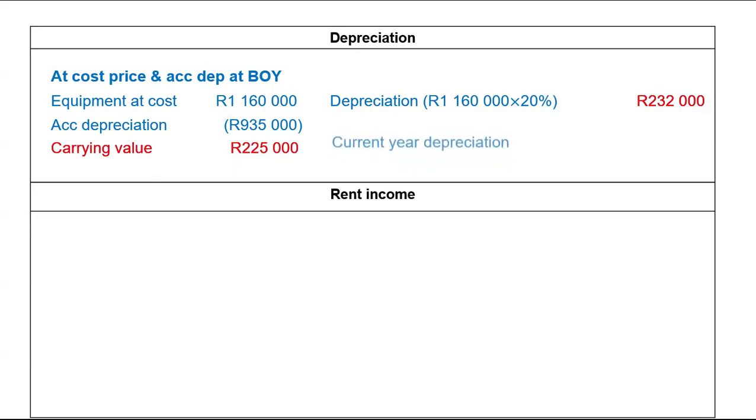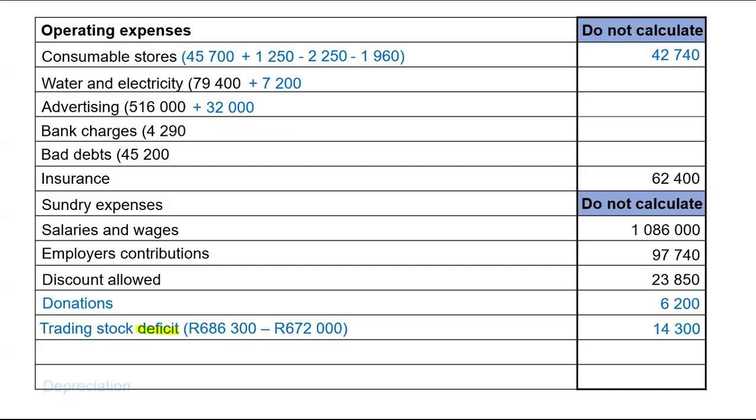So current year depreciation will not be that 232,000, because that 232,000 is more than 225,000. So we're going to limit it to the carrying value at the beginning of the year minus 1, which is that 225,000 minus 1, and that will give you 224,999. That is your current year depreciation. Where do we record depreciation? Under operating expenses, and you just put it there. See? 224,999. Just like that.